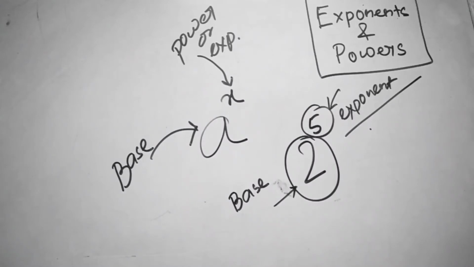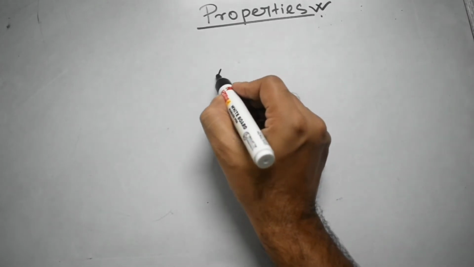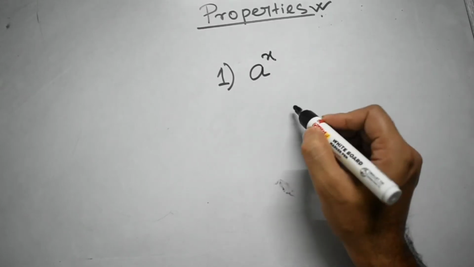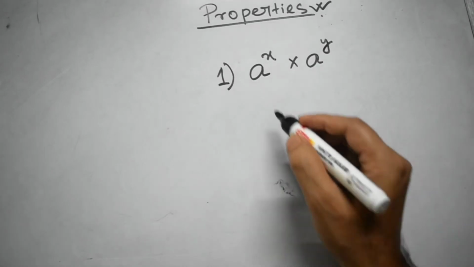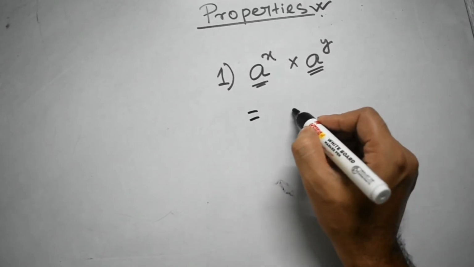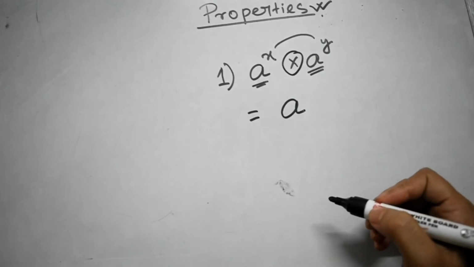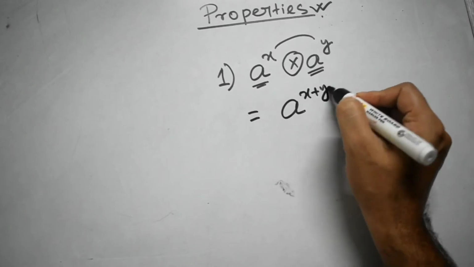Now we have to learn about the properties. Let's see our first property. Suppose we have a to the power x into a to the power y. When the base is equal, we write a first, and the powers are added when there is a multiplication sign. That means it will become a to the power x plus y.